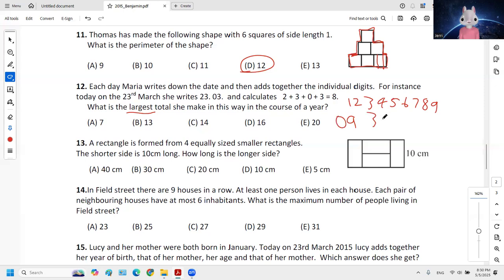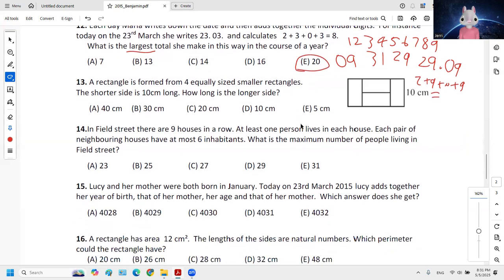And then in 31 days, we need as many 9s as possible because 9s are the largest digits. So now, the largest date with a 9 is 29. So we're going to do September 29th, 29.09. That is 2 plus 9 plus 0 plus 9. It equals 20. So E is the answer.